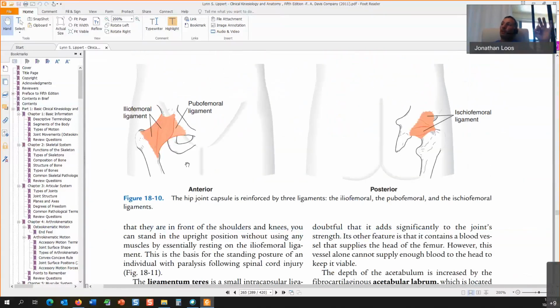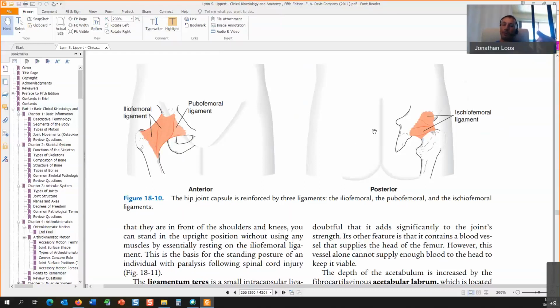So you have your three primary ligaments. You have your anterior iliofemoral ligament, and the way these ligaments are labeled is based on where they're originating and where they're going. So the iliofemoral is going to the femur, that's where femoral comes from, and ilio refers to the ilium, the iliac bone of the pelvis. You have your pubofemoral, coming from the pubic symphysis to the femur. And then in the posterior aspect, you have your ischiofemoral ligament, coming from the ischium and going to the femur. So those are your three ligaments.